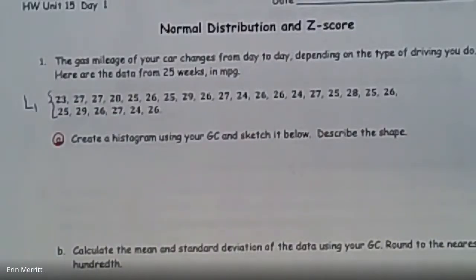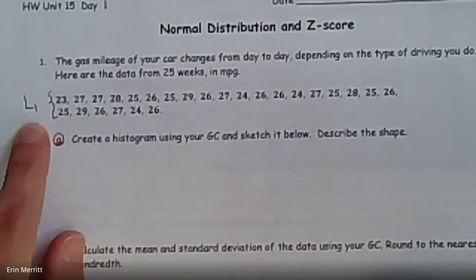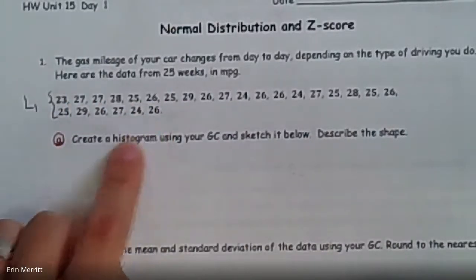Some quick questions that were asked on the day one homework for statistics. It asks you to create a histogram. It's not a super important thing for you guys to know how to do, but I can still show you regardless. So all of this data right here, you have to enter into a list. List one is the easiest way to go. Take your time, make sure you get all 25 values in there.